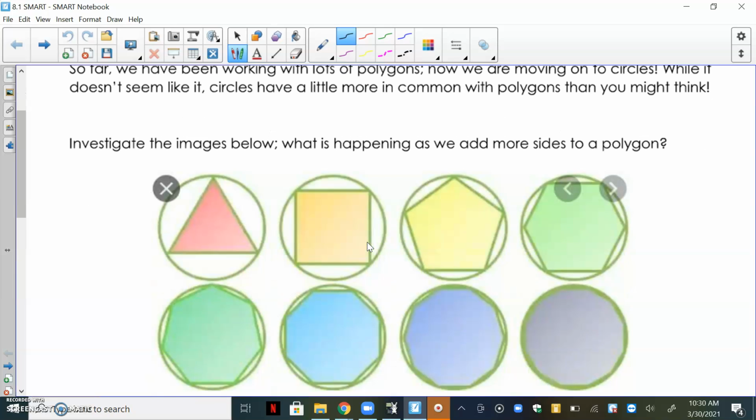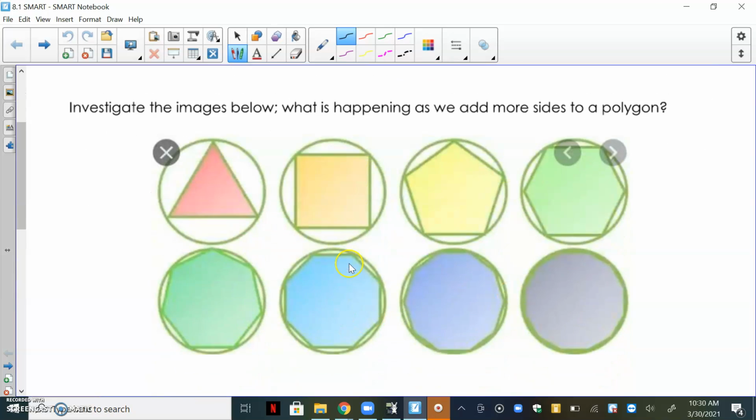So I want to take a look at this image here. What do we notice as we add more and more sides to these polygons? Each of them is inside of a circle, right? We start with a triangle, add a side and it becomes a square, add a side and it becomes a pentagon, hexagon, and so forth. By the time we get to the one at the bottom, there are so many sides that it becomes difficult to see the corners. It becomes difficult to identify the sides because they're getting smaller and smaller.